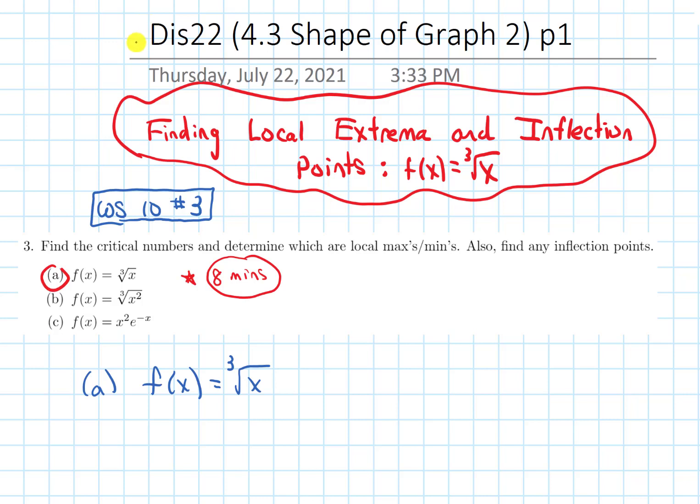Welcome to discussion 22. In today's discussion, we'll focus on section 4.3 on the shape of a graph. And in this video, we'll do a practice problem finding local extreme points and inflection points of the function f of x equals the cube root of x.